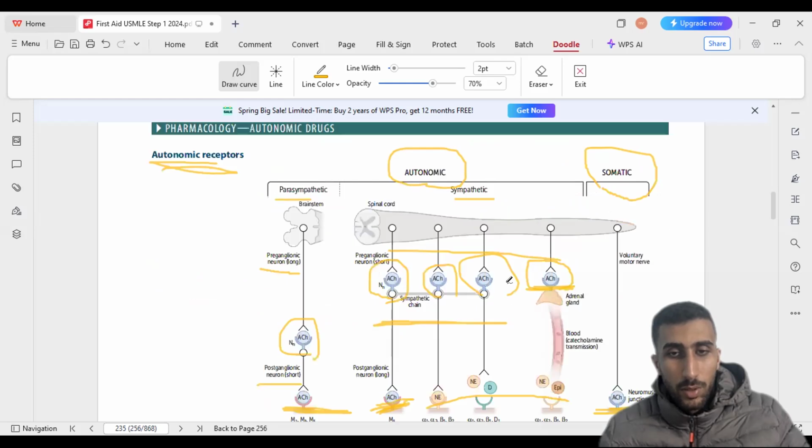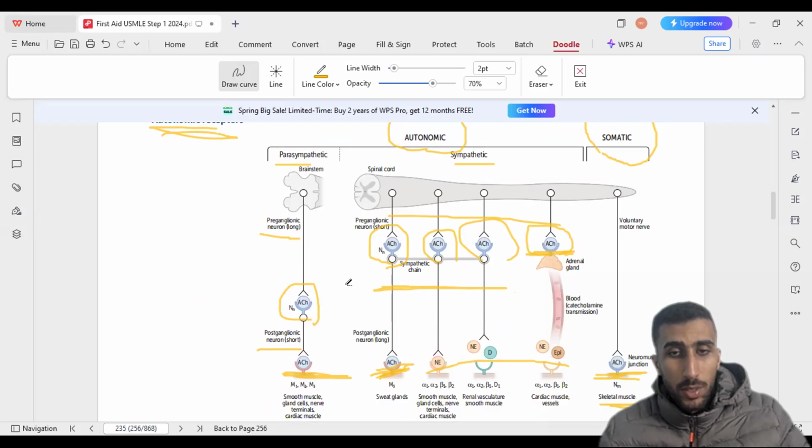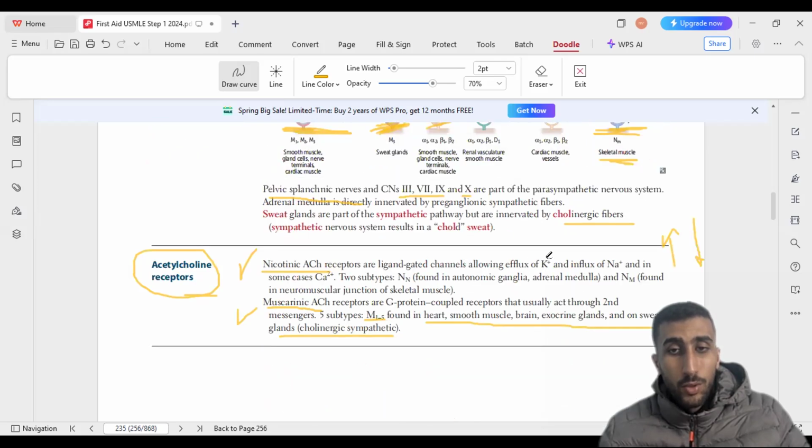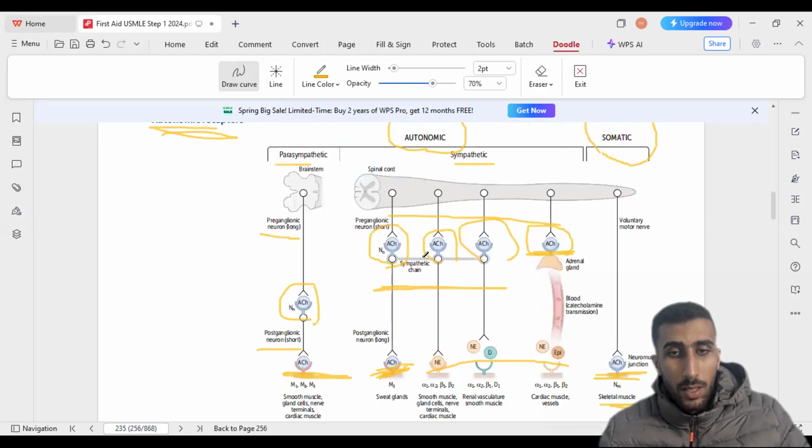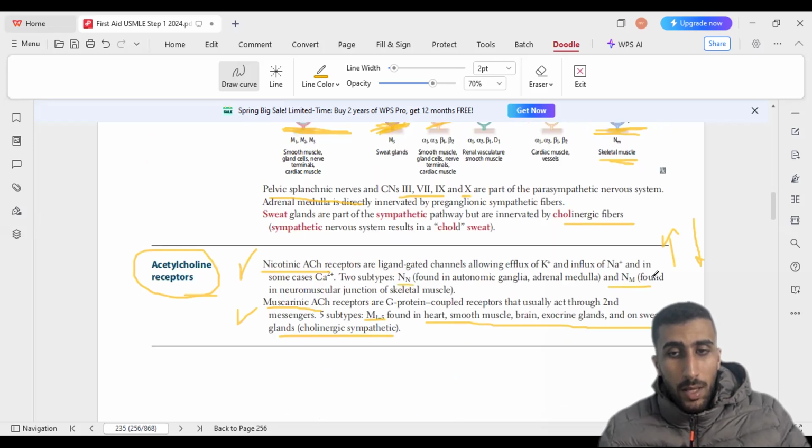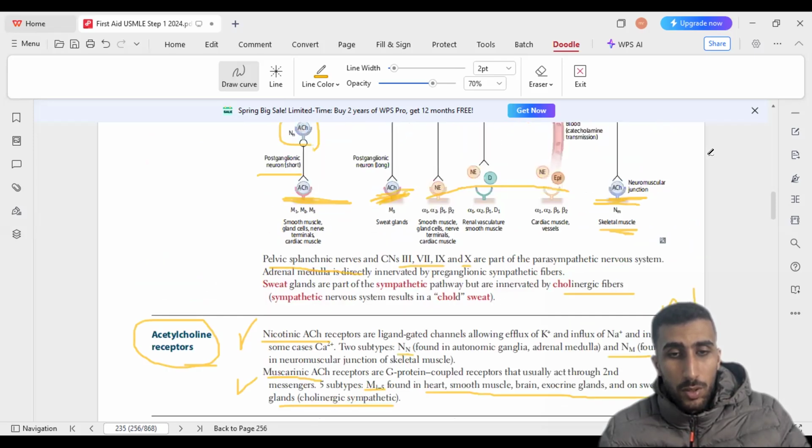These are the nicotinic acetylcholine receptors between the preganglionic and the postganglionic neurons, acting through ligand-gated channels. So the efflux of potassium and the influx of sodium, and in some cases calcium. There are NN and NM. NN is found in autonomic ganglia and the adrenal medulla, and NM is found in neuromuscular junctions.